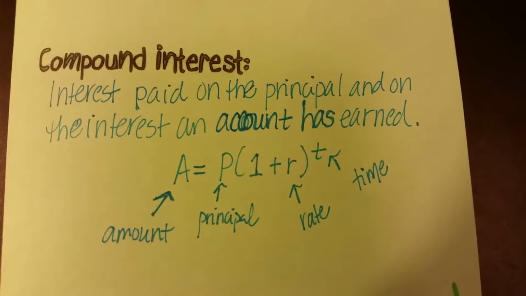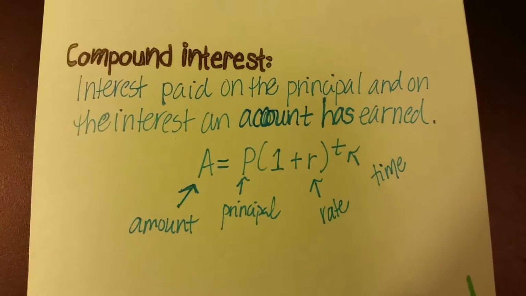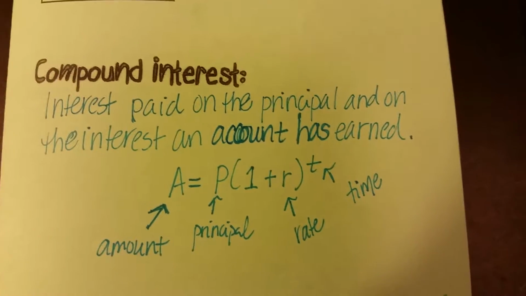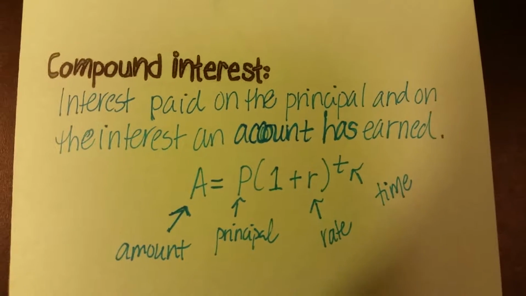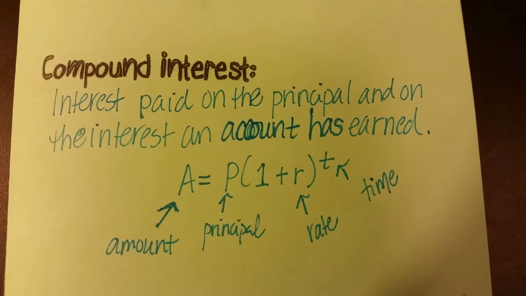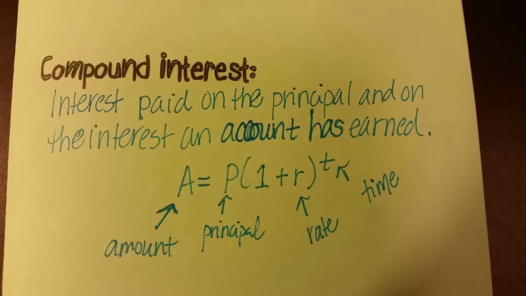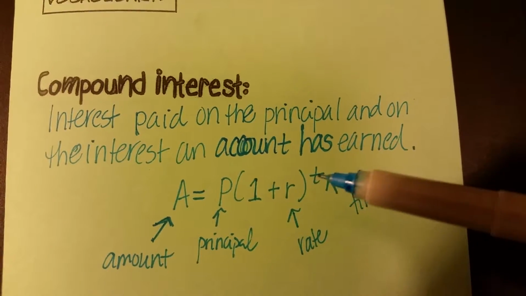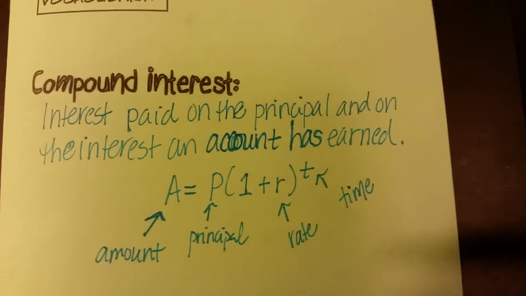Now, here is a formula for interest we'll be using. We'll look at this a little bit later. The amount equals the principal times 1 plus the rate, and this is actually the exponent, which is t, the time.